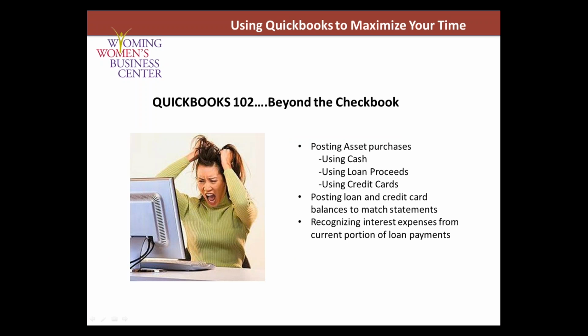So beyond the checkbook, what does this mean? I want you to have some really simple steps for when I'm going to buy an asset for my business, and this is going beyond supplies, beyond my typical operating expenses. I want to be able to post asset purchases, and I have some options for how I'm going to make that investment. I could be spending cash, and I need to be able to post that asset purchase. I could be using loan proceeds, and I want to post that purchase and post the loan as a liability, or I could be using credit cards.